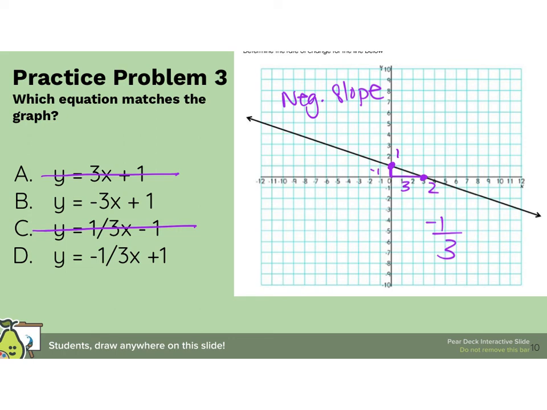And also, if the slope is a fraction, the line will be more flat. It'll be more horizontal. And then slopes that have integers, like 3 or -3 or 4 or 5, they'll be closer to being vertical. They'll be steeper. So that's also a way for you to know that this slope is a fraction because this line is pretty flat. So the answer is choice D. You're going to do 3 more practice problems and then your exit ticket.